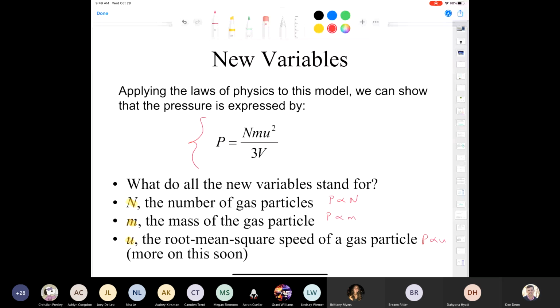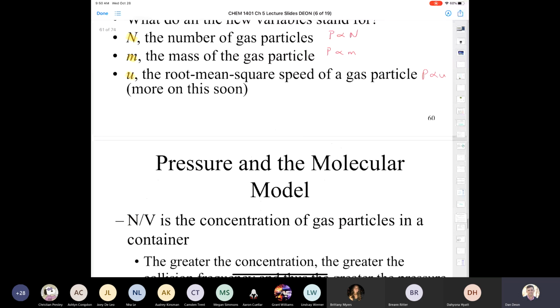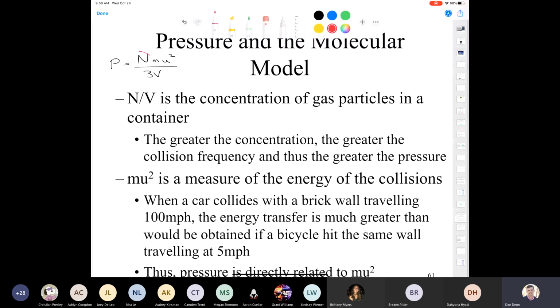Now, I want to look at this equation in even more detail. So I'm going to rewrite it. So pressure is equal to N, number of gas particles, times mass, times root mean square speed, divided by 3 over the volume. Let's copy this. We're going to paste it into the next slide. Here's that equation that we were just looking at. If we look at isolating a couple of terms from this equation, if we look at number of particles per unit volume, what's that? Number of particles per volume. That's nothing more than concentration. So N over V is the concentration of gas particles in a container.